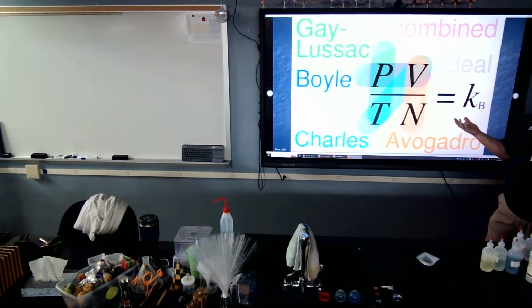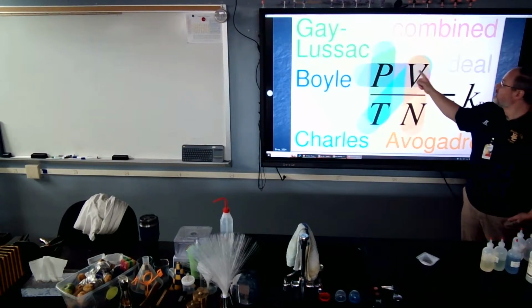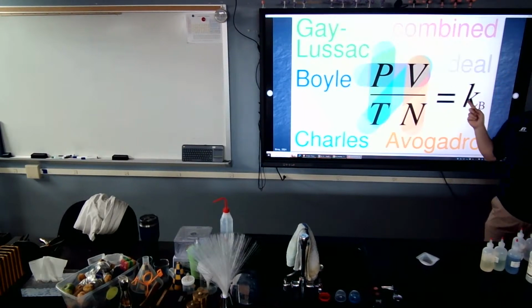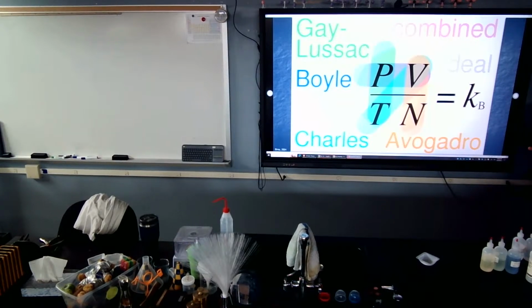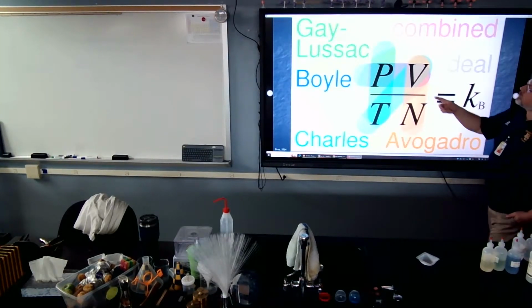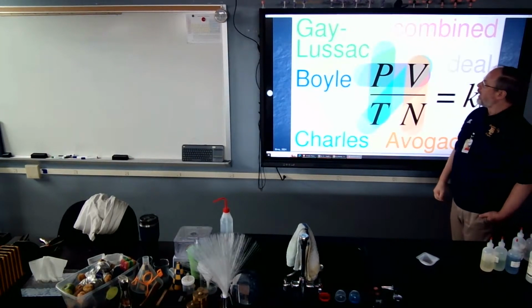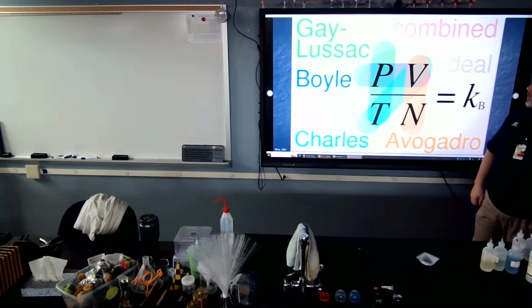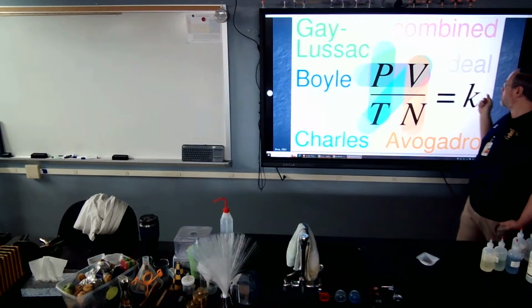If you try to do the combined law, which is PV over T equals K, and you don't have one of those, you just don't use it. It's like, hey, there's no temperature, there's only pressure and volume. Just use Boyle's law, which is PV equals K. And then we got Charles' law, which is V over T equals K. And the one that you just learned about yesterday is Gay-Lussac's law, which is P over T equals K.